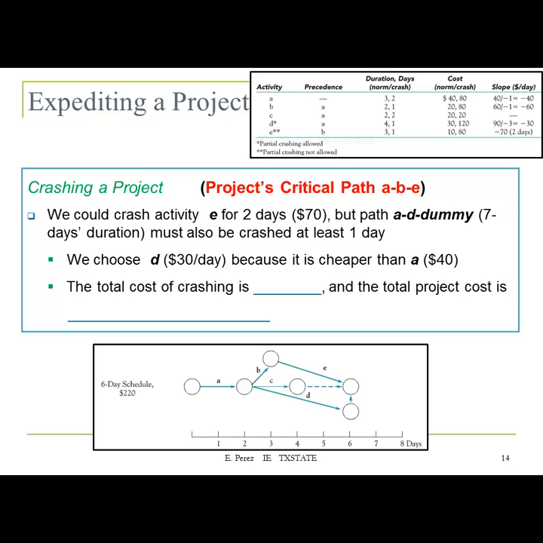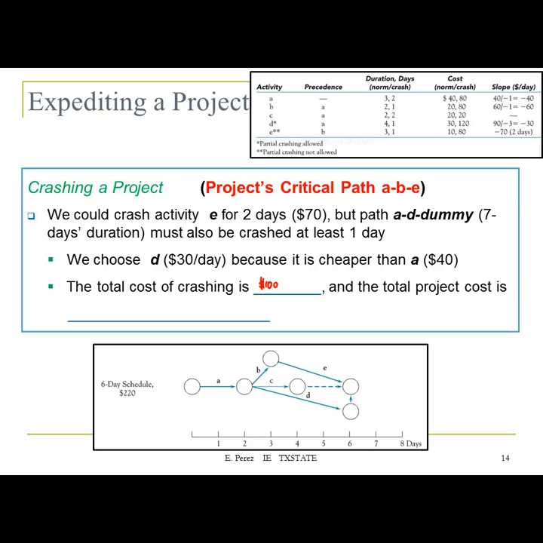So if you want to shorten the project by 2 days, making it 6 days duration, then if you use activity E, you also have to consider the duration of the path A, D, dummy. So instead of that, we're going to choose D, which has a cost of $30 a day because it is cheaper than A, which is $40. So the total cost of crashing is 100.